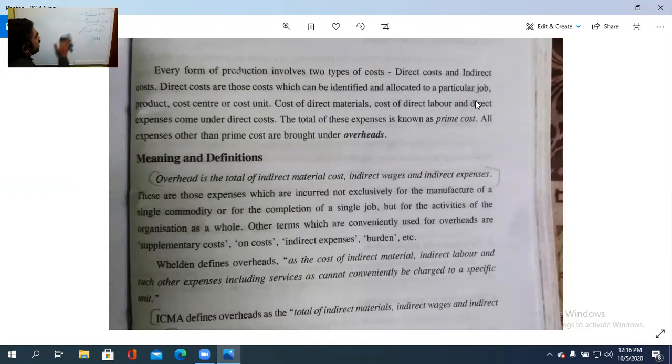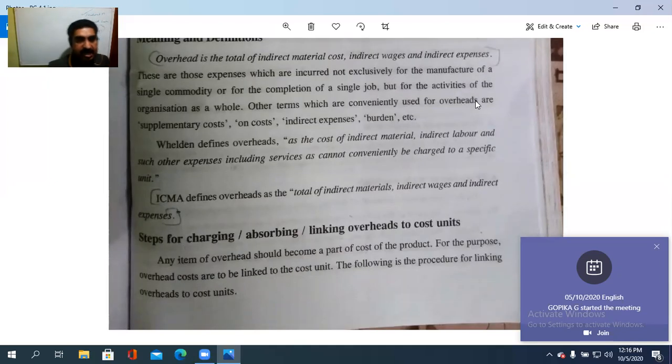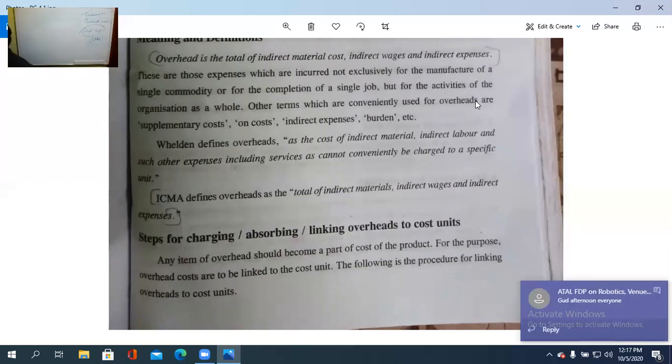Indirect part of the material, labor, and expenses together constitute overheads. These are those expenses which are incurred not exclusively for the manufacture of a single commodity or for the completion of a single job, but for the activities of the organization as a whole. Other terms which are conveniently used for overheads are supplementary cost, on cost, indirect expenses, the burden, etc. ICMA defines overhead as the total of indirect material, indirect wages, and indirect expenses. Sum total of all the indirect part that constitutes the production process. Maybe the material part, maybe the labor part, maybe the expenses part. So these three together constitute what?